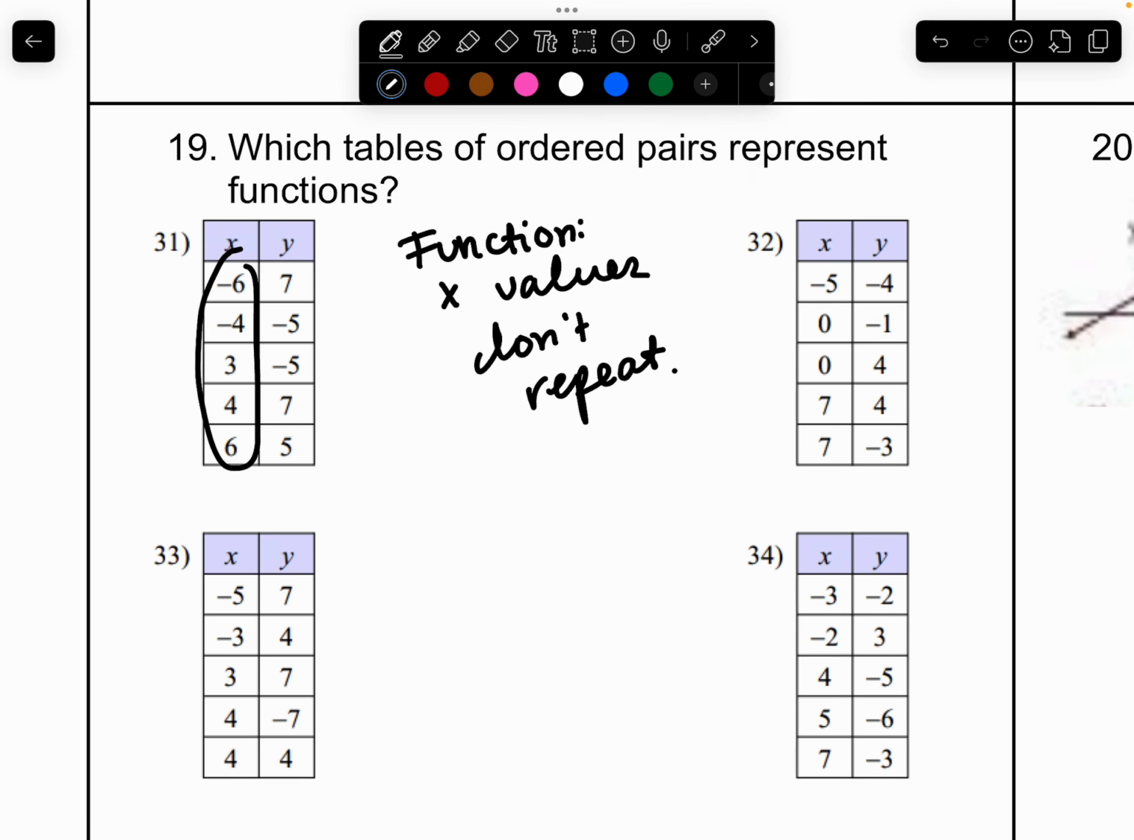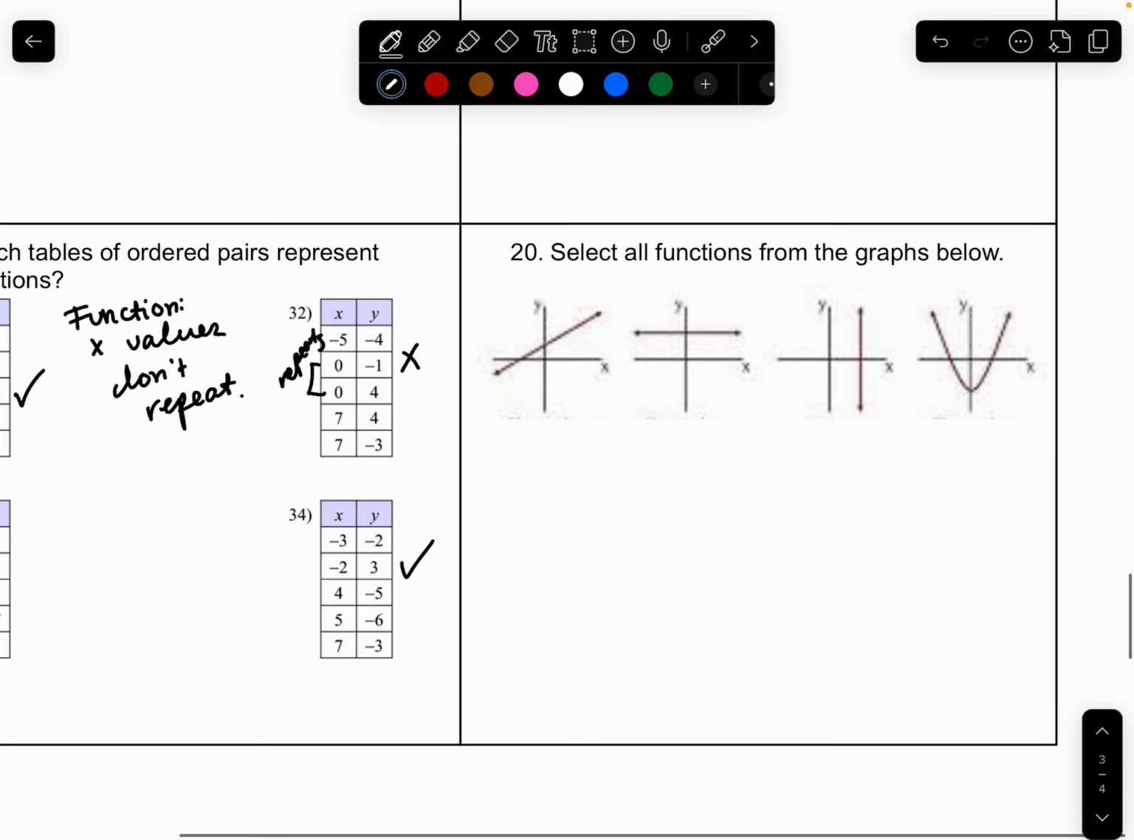So let's look at this. Negative 6, so negative 6, negative 4, 3, 4, 6. Good, this is a function. Not a function. 0 repeats. This is a function. Not a function because 4 repeats.